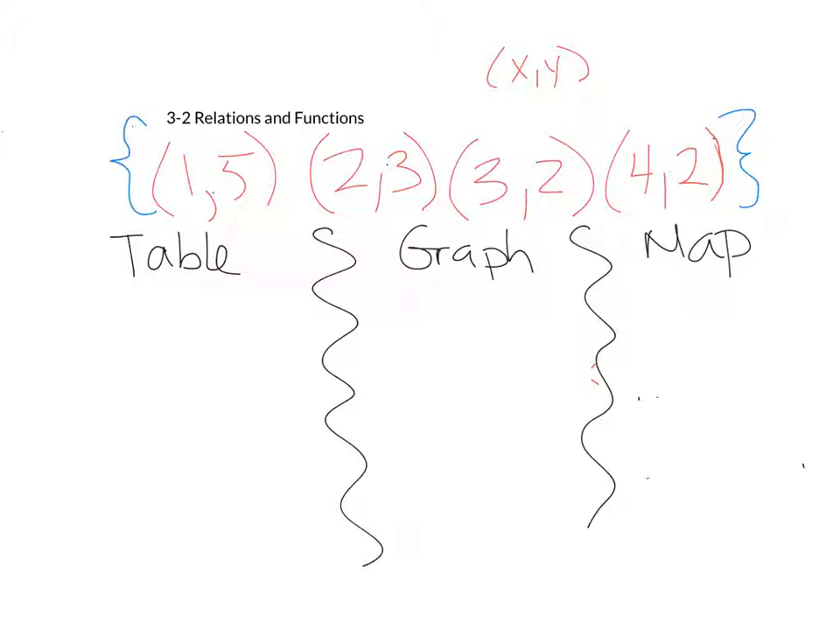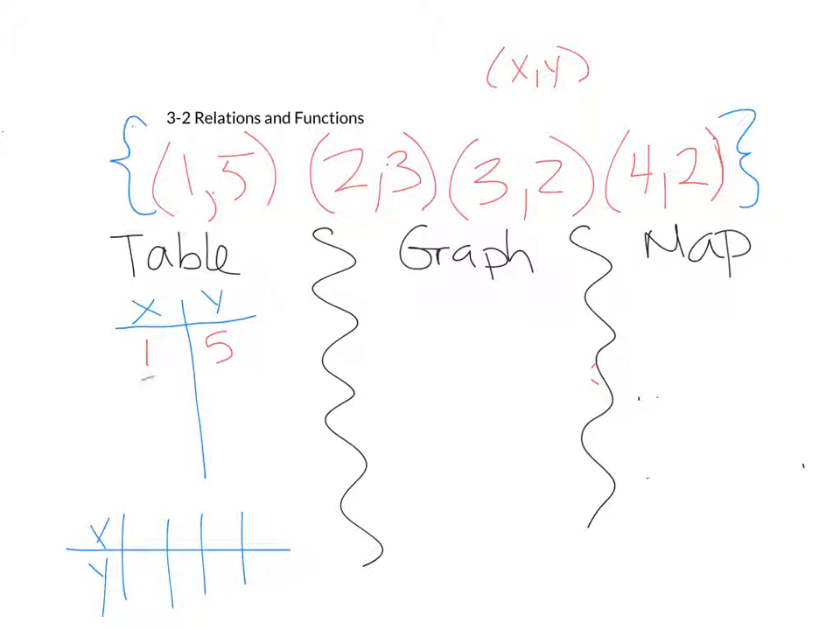So for a table, you're going to have to make a table. You would have an x, y. Some people do it this way. I usually draw mine vertically, but you can have a horizontal table. And so we just plug in our values. So our coordinates, we have a 1 with a 5, we have 2, 3, 3, 2, 4, 2. Okay, then you'll be asked to make a graph.